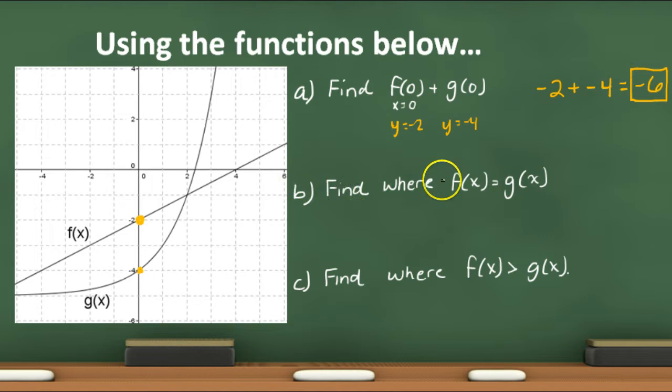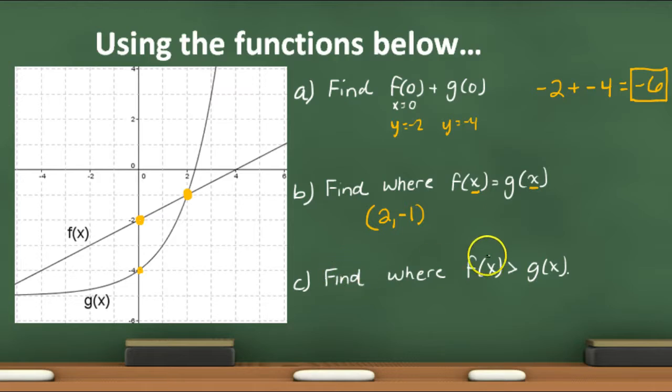Now for B, it says find where f of x equals g of x, so where they're the same. And if I look, I can see they intersect right there. So that's where they actually are equal. So that's the point 2, -1. Okay, so they're equal where they intersect. That means the x values are the same, give the same y value at that point. The same x value gives the same y value.